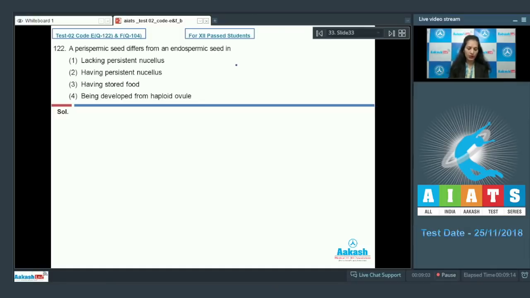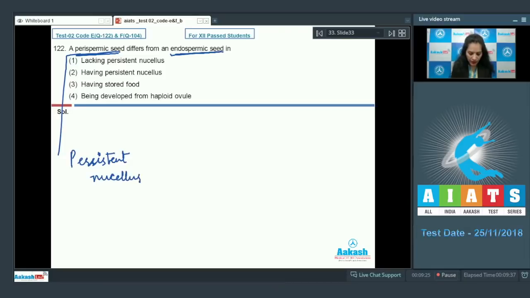First of all, you should know what is a perispermic seed and what is an endospermic seed. A perispermic seed is the seed which contains persistent nucellus. For example, black pepper. Whereas endospermic seed, as we have discussed in the previous question, is the seed which contains endosperm at maturity. So perispermic seed differs from an endospermic seed as it lacks persistent nucellus.